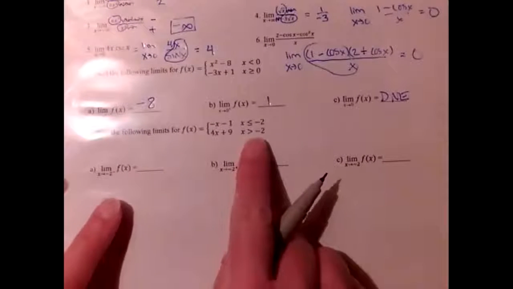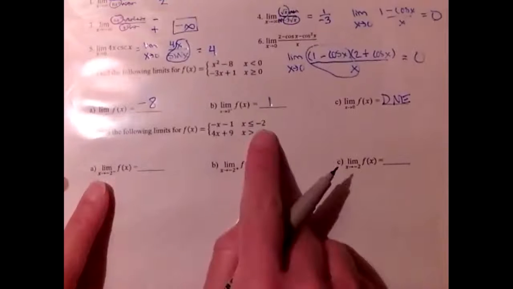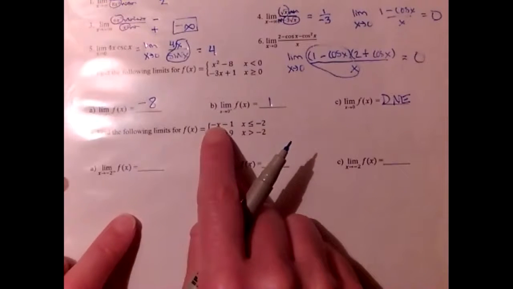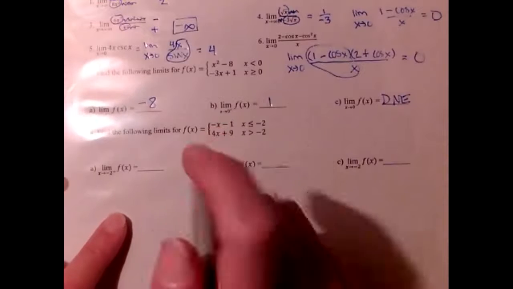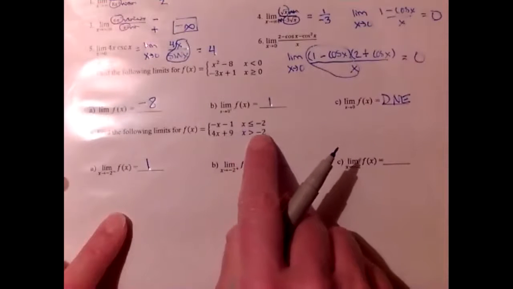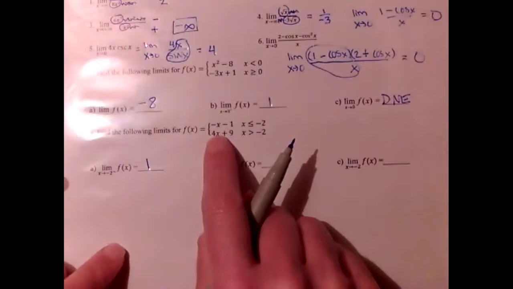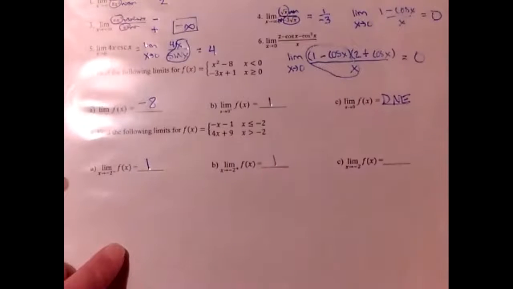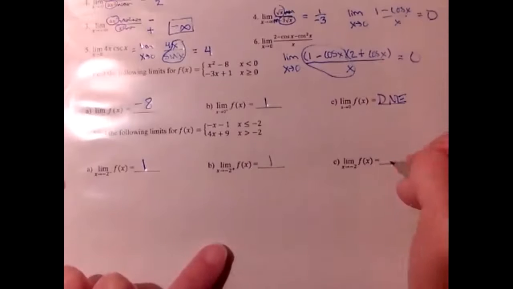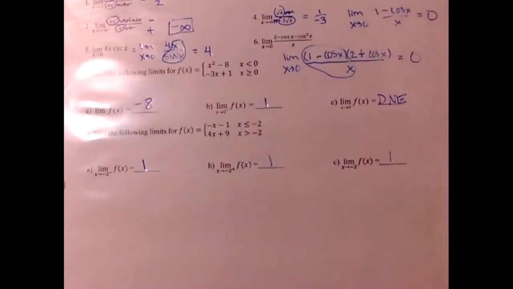And then we're going to do the exact same thing for this one. So -2 from the left, we're going to plug into the first piece. -2 would be 2, -1 would be 1. -2 from the right, we're going to use this piece. That would be -8 plus 9, which would be 1. And if both the left and the right go to 1, that means they agree. And so your overall answer is going to be 1.